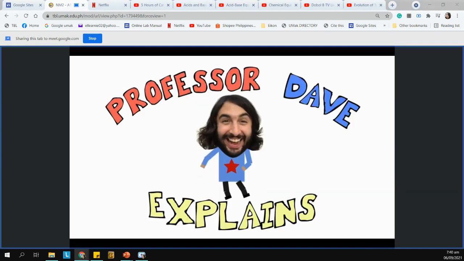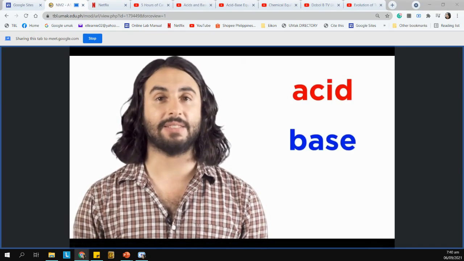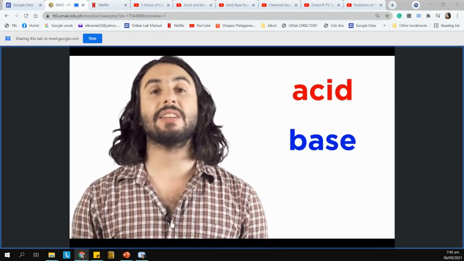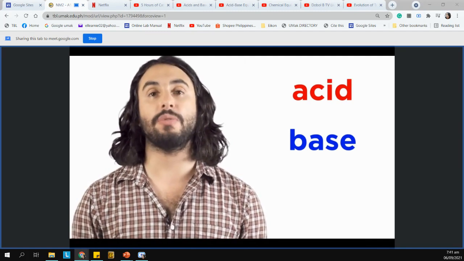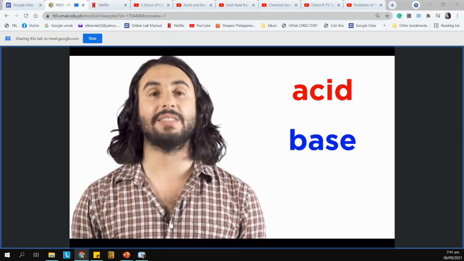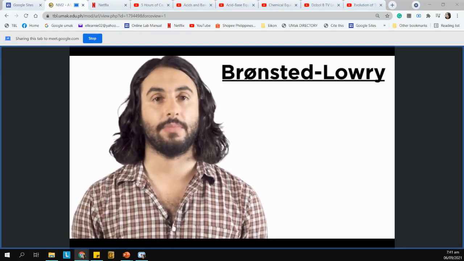Professor Dave explains. We've probably all heard the terms acid and base, but what do these words mean on the molecular level? Let's discuss the rigid definition according to a few different models. Most often, when we talk about acids and bases, we are referring to the Bronsted-Lowry definition.